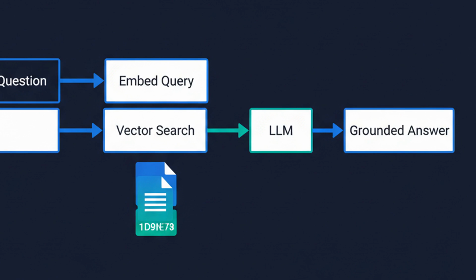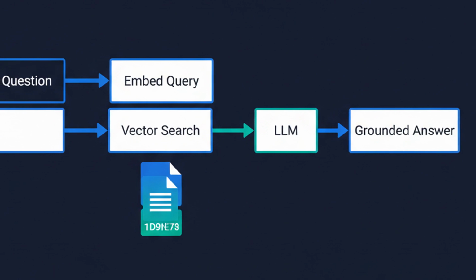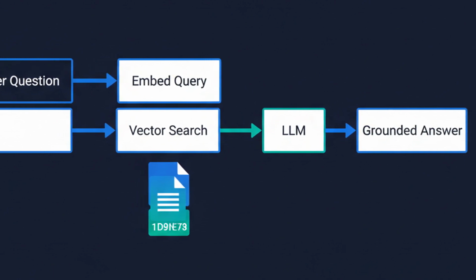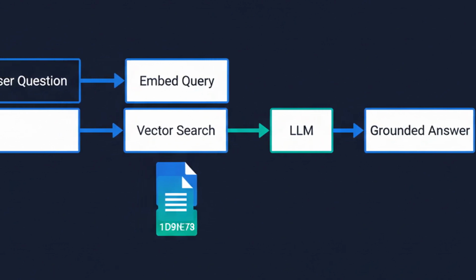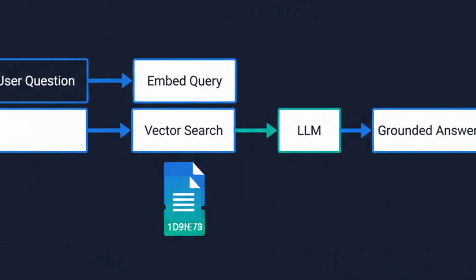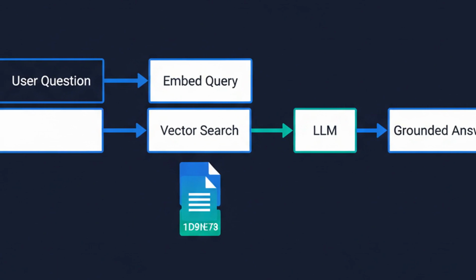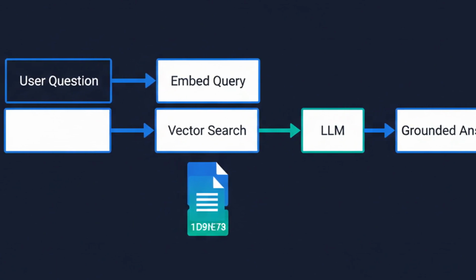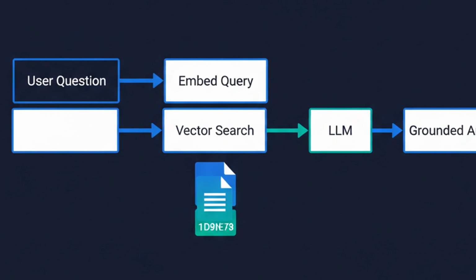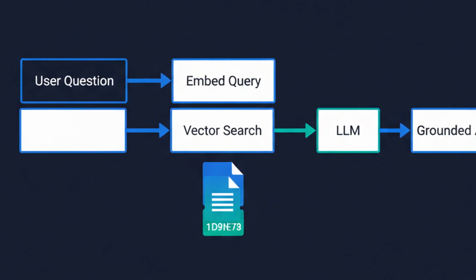The technique behind most company chatbots that answer from private documents. The flow is simple. You embed your documents once and store them. When a user asks a question, you embed the question, find the closest document chunks, and feed those chunks to the language model as context. The model then answers using your data, not just what it memorized during training.